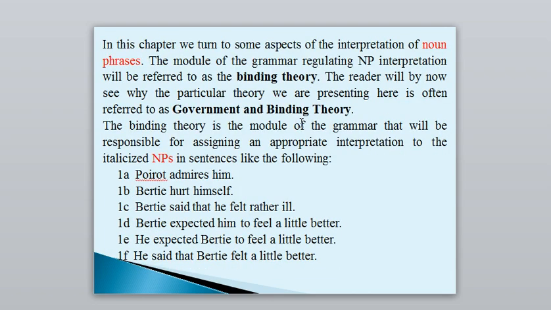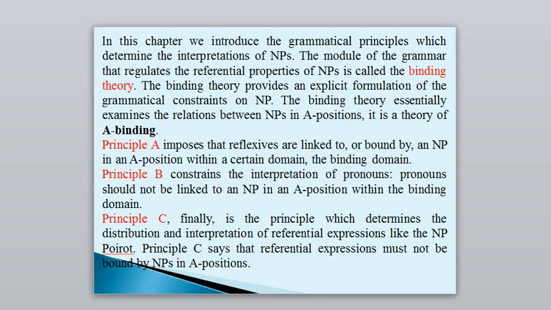Look at this example again. Number 1, Poirot admires him. Him is a kind of pronoun. In this sentence, him cannot refer back to the subject, so it has another reference. But in 1B, as I told you, according to principle A, himself as a reflexive pronoun should come back to the subject. But here, this pronoun cannot come back to the subject. So this is principle number B.